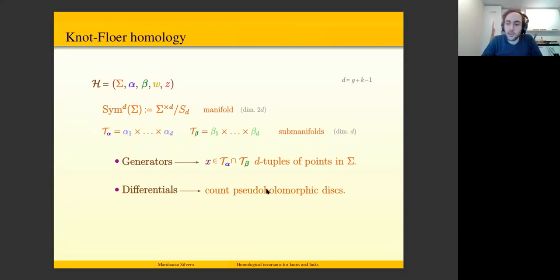But Maritania, there's some question on chat from Charlotte. Well, maybe you can read it or Charlotte can ask. So at this point, we always want to choose the minimal genus, number of circles, number of points.